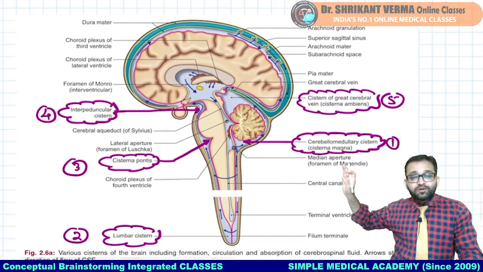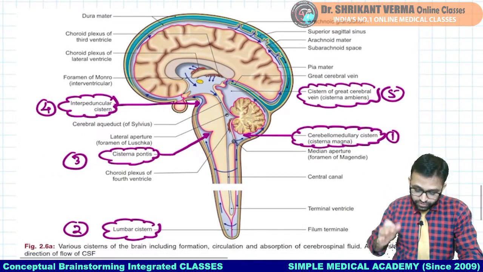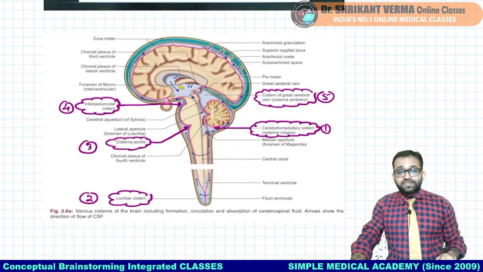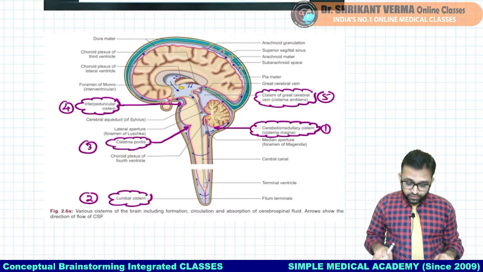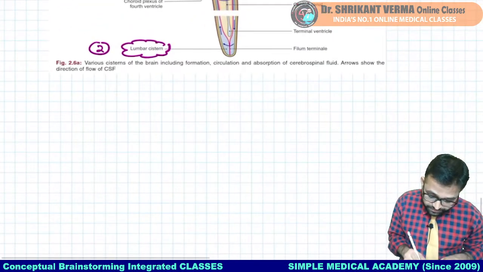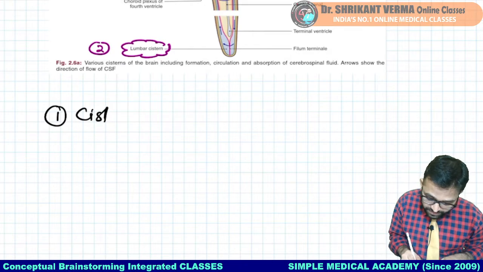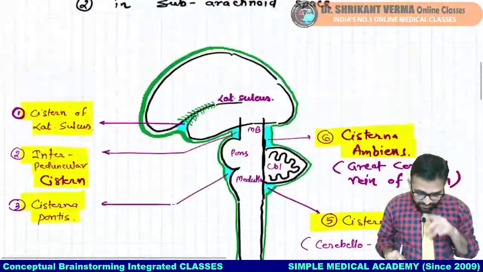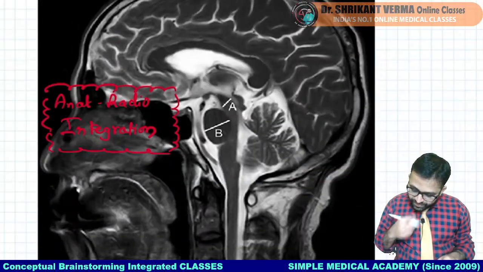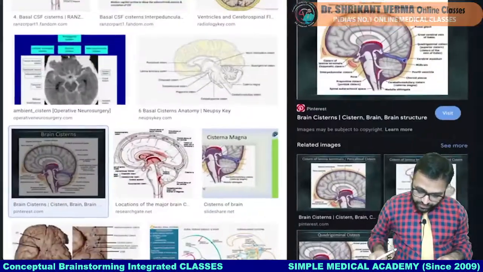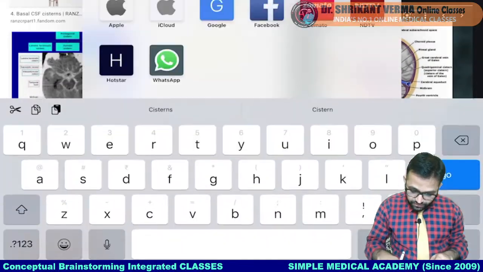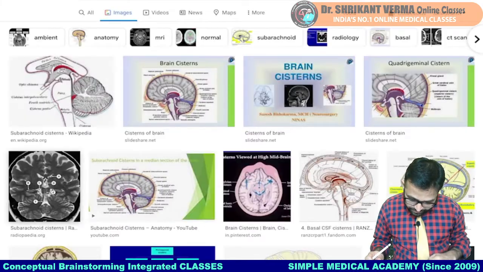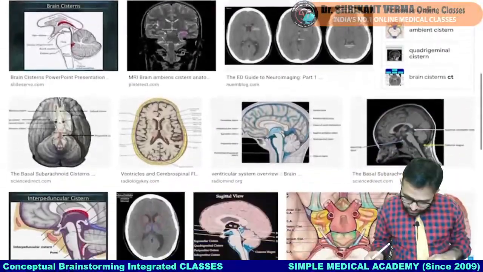Remaining things about the flow of the CSF we had already seen. So this is our integration with the textbook. Fine. Now we are going to talk about each cistern in detail. Okay, so try to understand. First we are going to talk about our cisterna magna. But can you tell me, before that, radiological integration? We are going to look for the cisterns of the brain in radiological images.